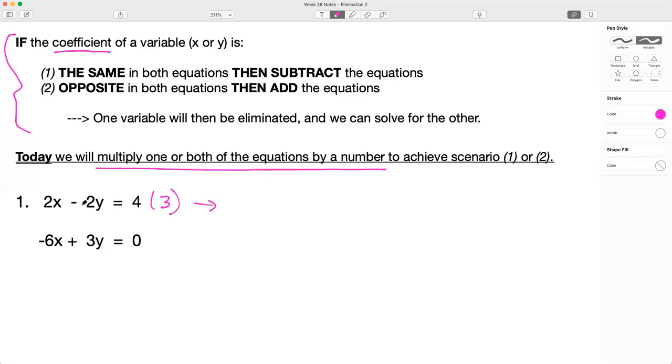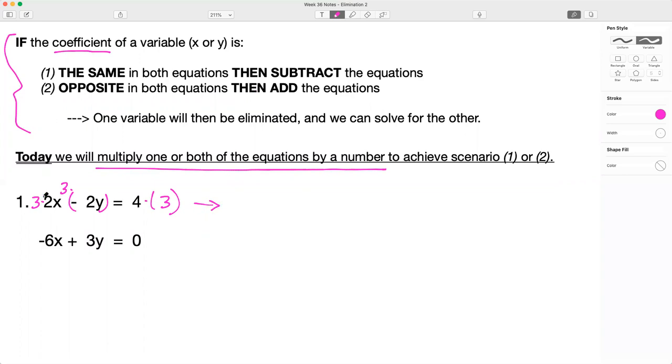And what happens when I do that? This thing gets multiplied by 3. This term right here gets multiplied by 3. And then this gets multiplied by 3, as you can see here. So multiplying every term by 3. And then what that will do is give me a positive 6x here and a negative 6x down here. And then I have the opposite in both equations. So that's what I'm going to do today.